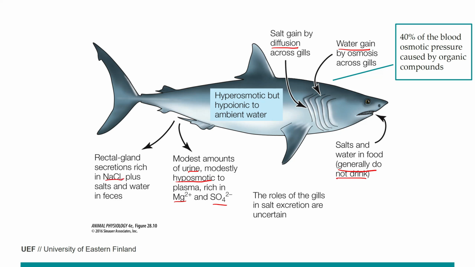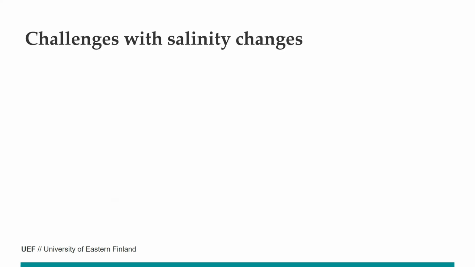But is this the optimal way to live in the ocean? Actually, no. The problem can be that they need as much energy as the teleost fish to support these ion concentrations, and because they are now producing these proteins in their plasma. Okay, what about the challenges with salinity changes?